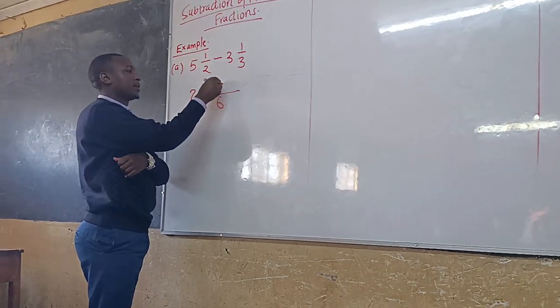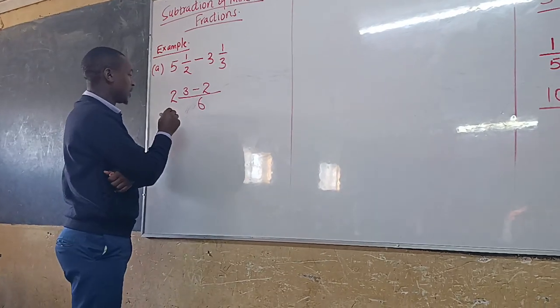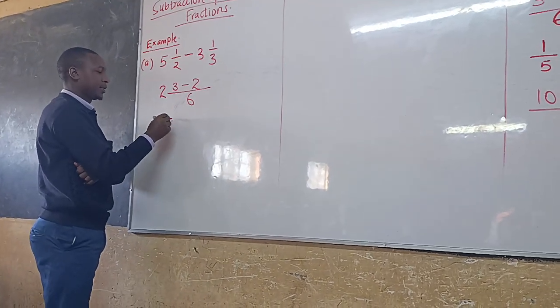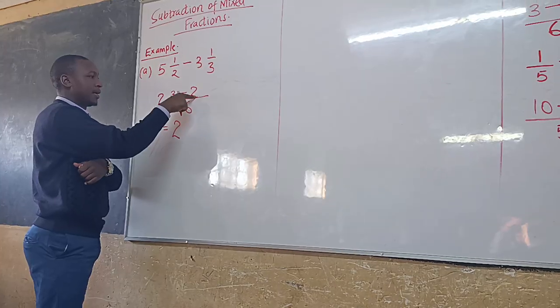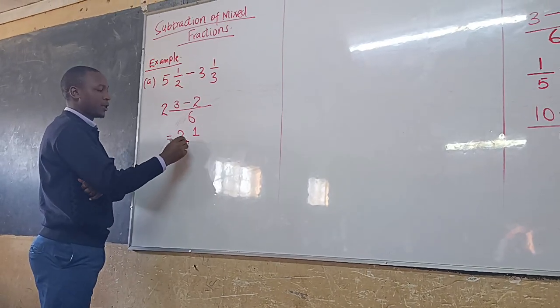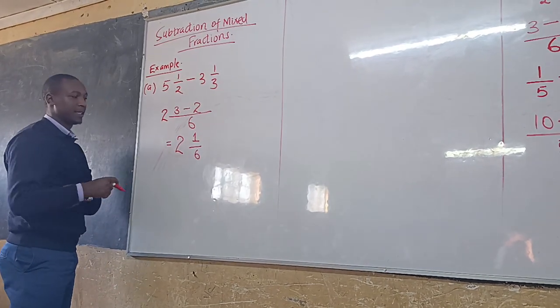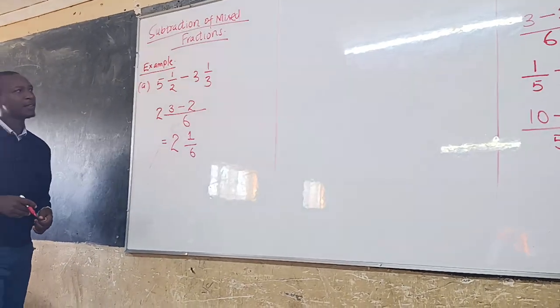2 times 1? 2. So that the answer finally becomes 2 whole and 1 out of what? 6. 1 out of 6. Very simple, right? Yes. Very simple.